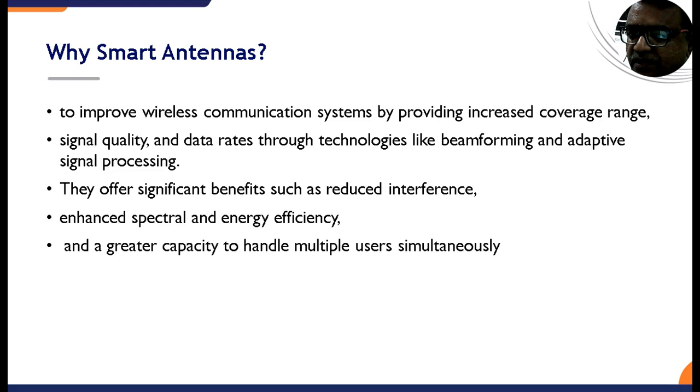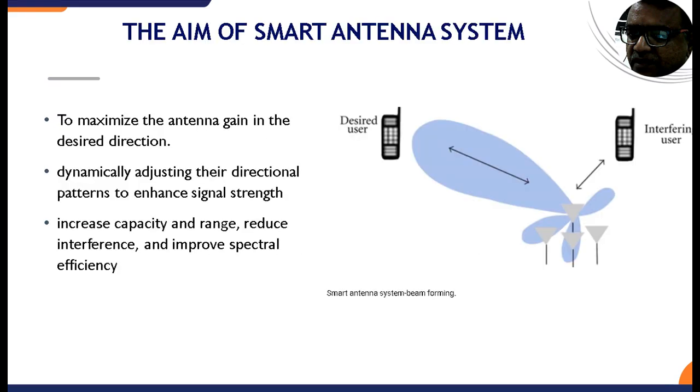So why do we want to use the smart antennas? To improve the wireless communication system by providing increased coverage range. So it covers the coverage range at populated areas. It forms the concept of beam forming to improve the signal quality and data rate using beam forming and adaptive signal processing techniques. They offer significant benefits such as reduced interference, enhanced spectral and energy efficiency, and greater capacity to handle multiple users simultaneously. So the aim of the smart antenna system is to maximize the antenna gain in the desired direction.